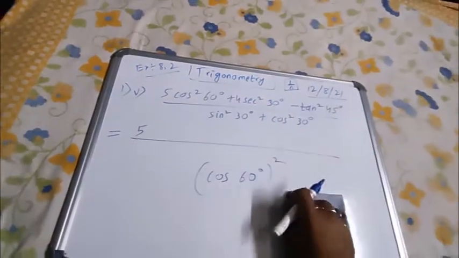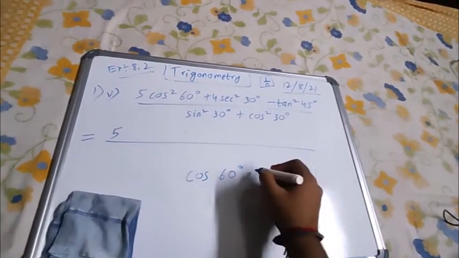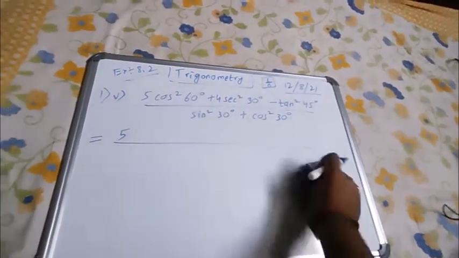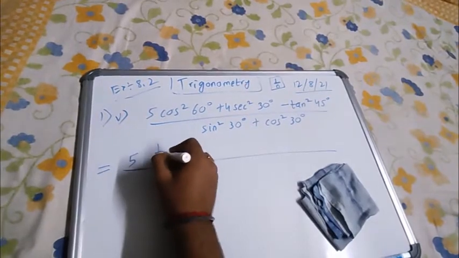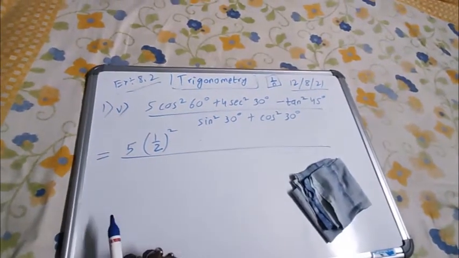So what is the value of cos 60? Tell me, what is the value of cos 60? If you remember, cos 60's value is 1 by 2. So I will write half. 5 into half. Now square is there, so I have to square this whole value: 1 by 2 whole square.